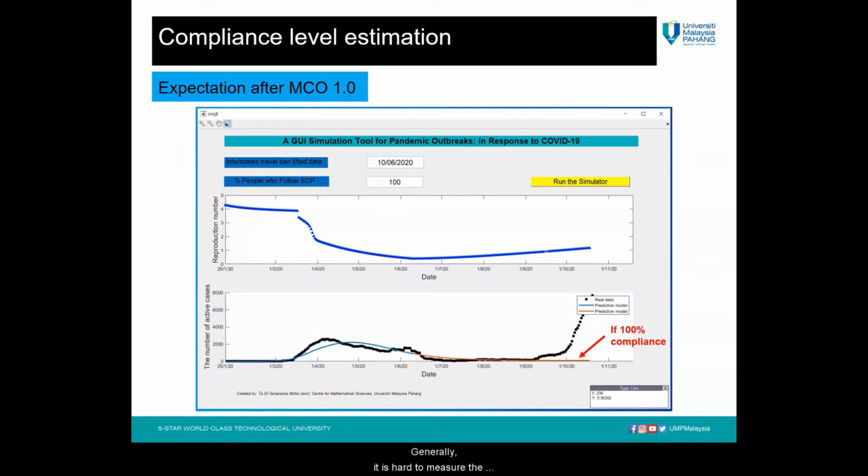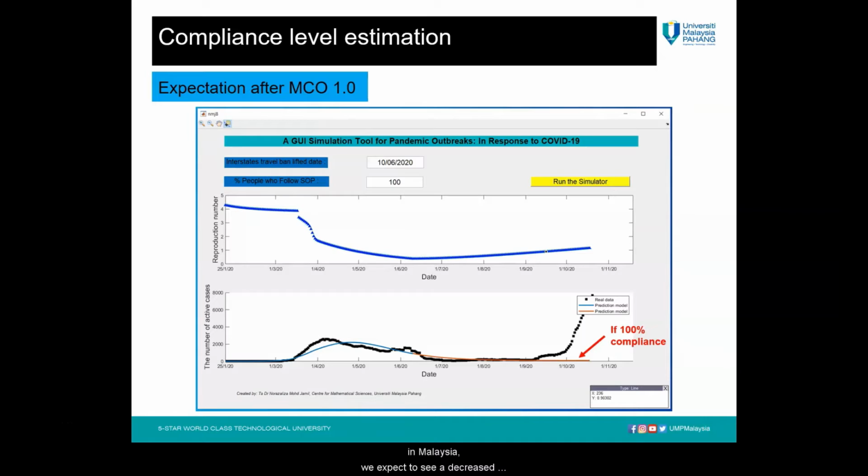Generally, it is hard to measure the compliance level of the public to the SOPs. Hence, we develop an improved mathematical model and a graphical user interface (GUI) for COVID-19 outbreaks. By using the GUI, the compliance level can be estimated by fitting the model curve to the data.